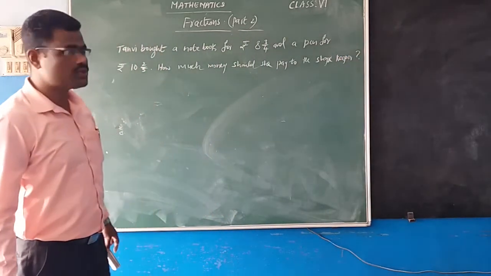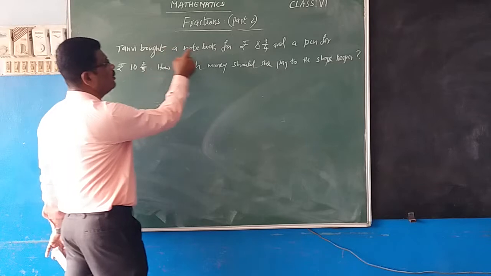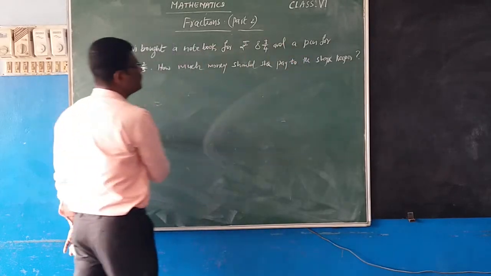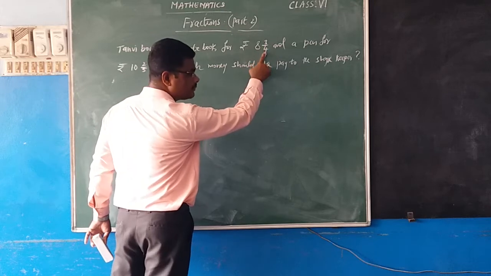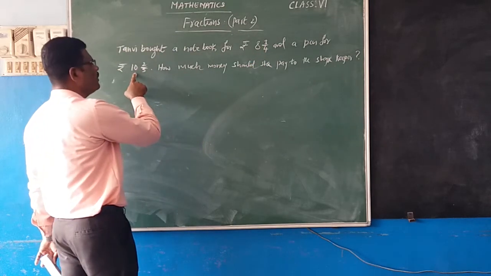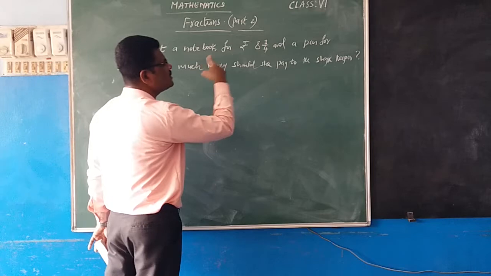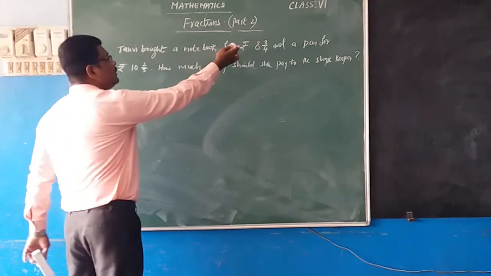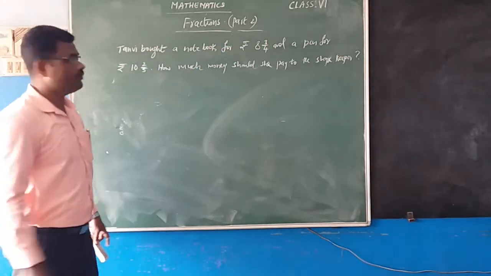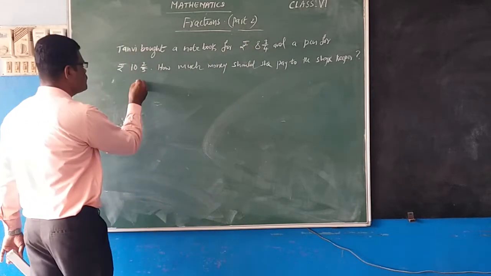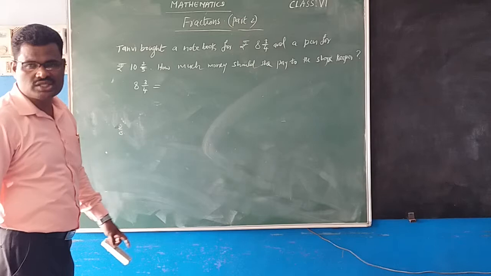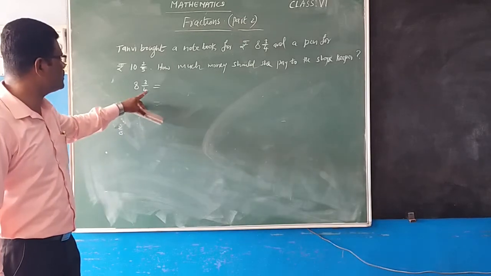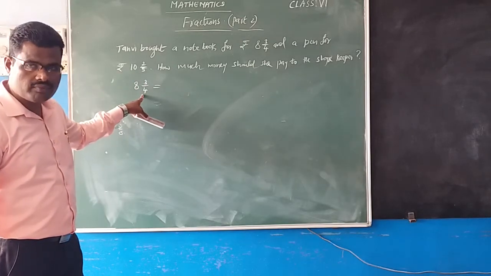I think you understood the question. Tanvi bought a notebook and a pen. The cost of the notebook is 8 3 by 4 and the pen is 10 2 by 5. How much money she should pay means we need to add these two fractions. The first fraction is 8 3 by 4. It is a mixed fraction. We need to convert it into an improper fraction.